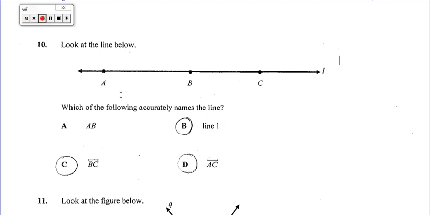Line AC, giving 2 points on the line with double arrows, is an appropriate way of naming the line. Line BC is another appropriate way of naming the line. So these three, C, B, and D, are all appropriate ways of naming the line.